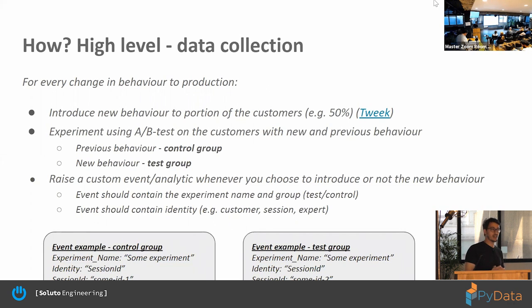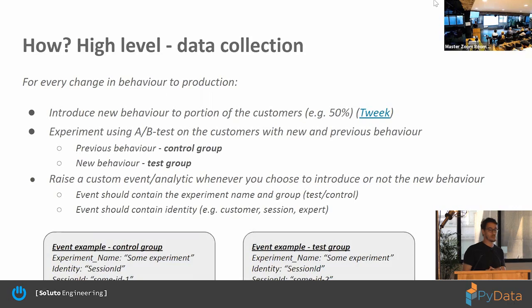So first part: how do we collect the data in order to run experiments? For every change in production, first, we want to introduce the change just to a portion of the users. So we have a system that was developed in-house, which is an open source called Tweek. It's a great feature management tool. I highly recommend it, and if you later have more questions or are interested in a feature management tool, feel free to ask. So we use this system in order to split the data.